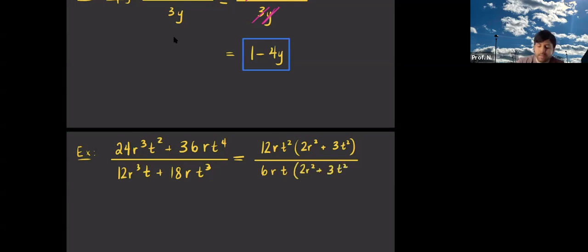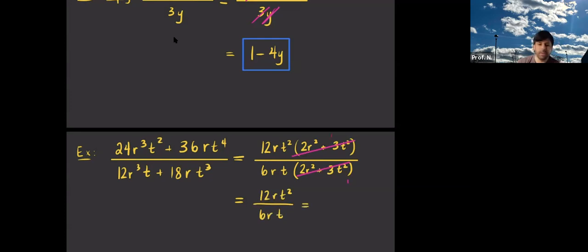Now look what happens. What do I have here? In the numerator and denominator, I have two expressions that are identical. Because they're identical and there's multiplication on top and you're dividing it, then you can cancel these or divide them out. When you divide them, you're left with a 1 and a 1. So what's left in the numerator is a 12r t squared, and in the denominator, it's a 6r t.